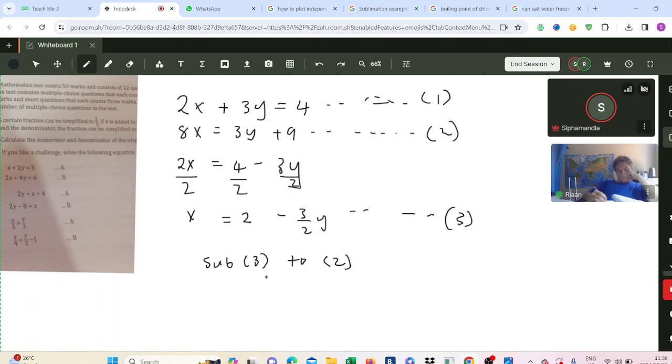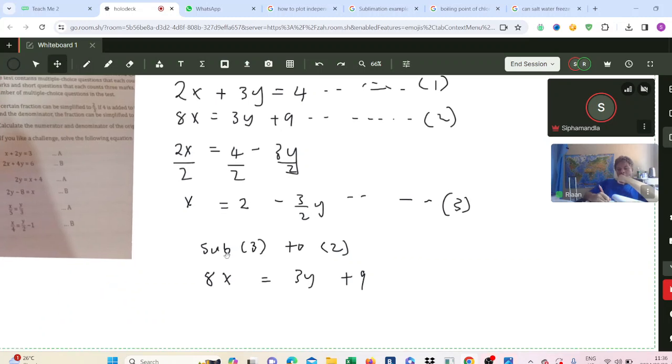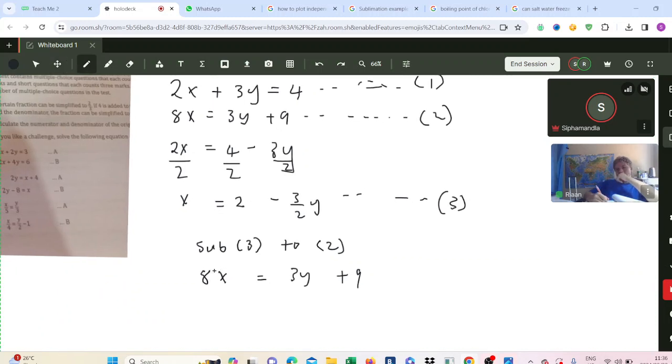Now let me just rewrite it. Equation 2 is 8x equal to 3y plus 9. Do you have any questions so far? Okay, it makes sense. Where you see x, you just replace it with 2 minus 3 over 2y, right?